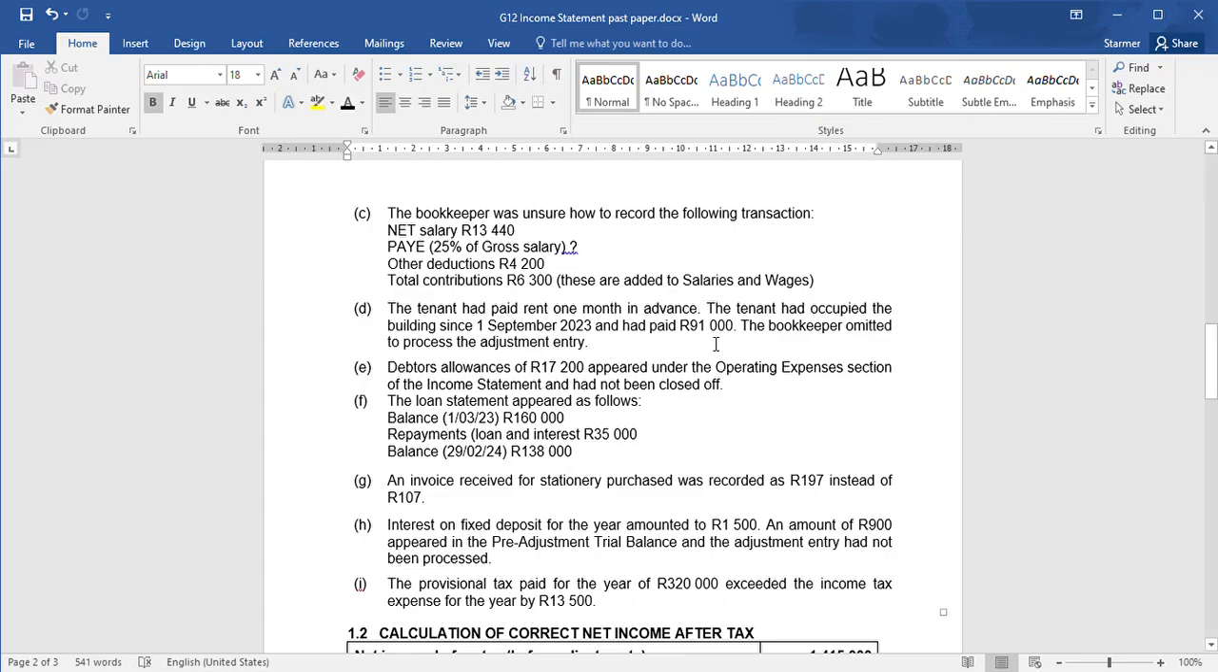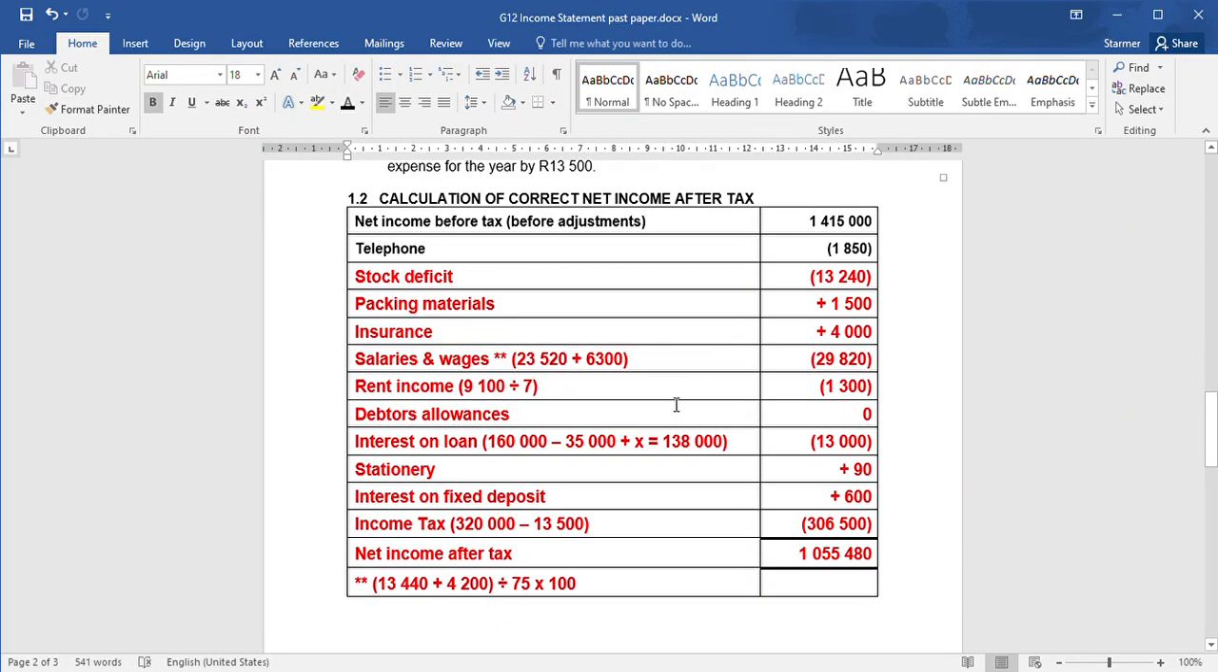So you take the 91,000 and you divide by 7. That would need to get subtracted from your rent income. And if your rent income goes down, your profit is going to go down.